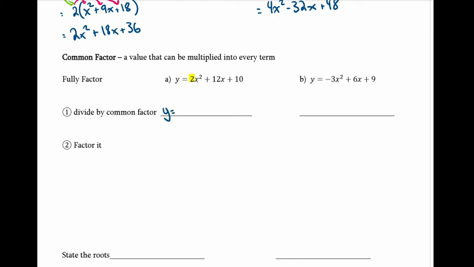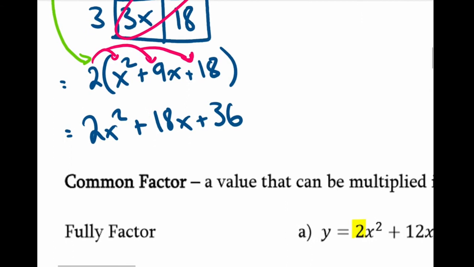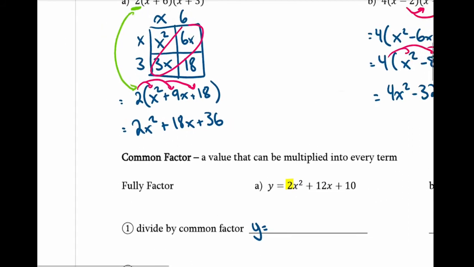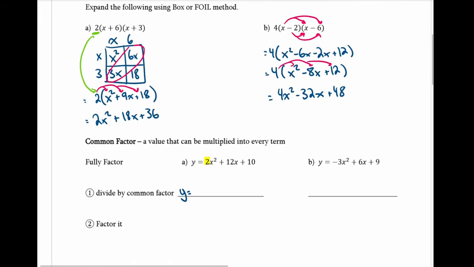If we look back at our previous examples, I want to go from here back to here. So I need to divide out that common factor. The common factor in all of our general cases is going to be the value in front of the x squared, so in this case, the 2. The 2 is going to go outside my brackets. And now to figure out what goes inside, I need to divide everything inside the bracket by 2.